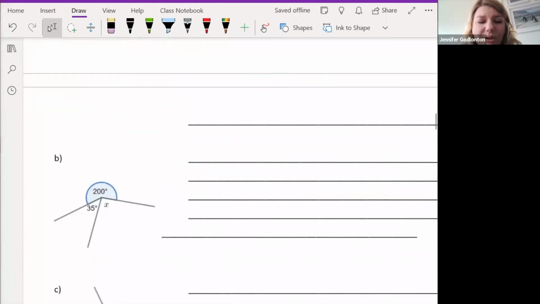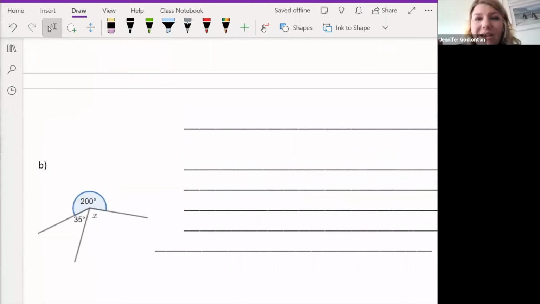Okay. So the first one that I'd like you guys to try by yourselves is on the board. So this is B. I want you to give it a go. I want you to write your equation. I want you to write your reason. And I know you're going to be like, oh no, it's going to be angles around a point. It is angles around a point, but I want you to write it so that it starts burning into your memory. So write your equation, write your reason, and then figure out X.